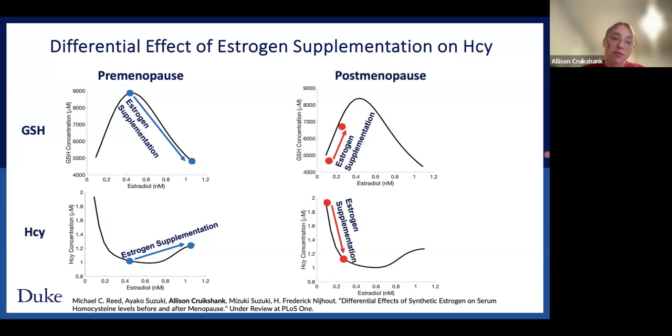Now, in postmenopausal women, sorry, these dots should line up. I don't know what happened.